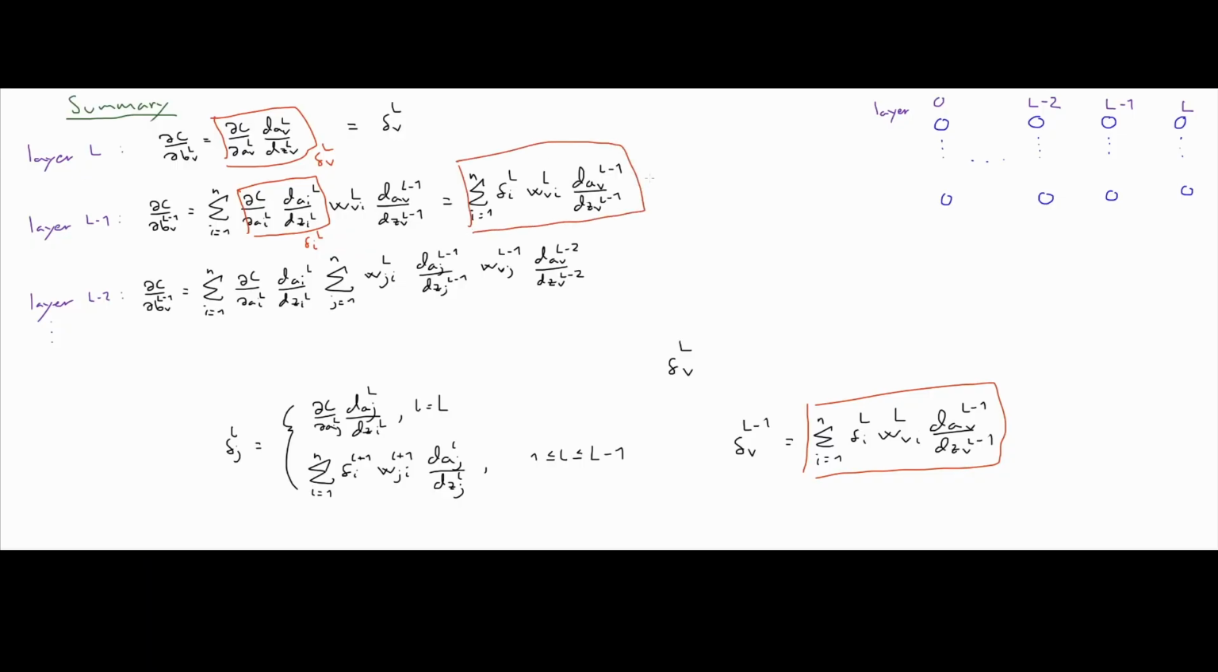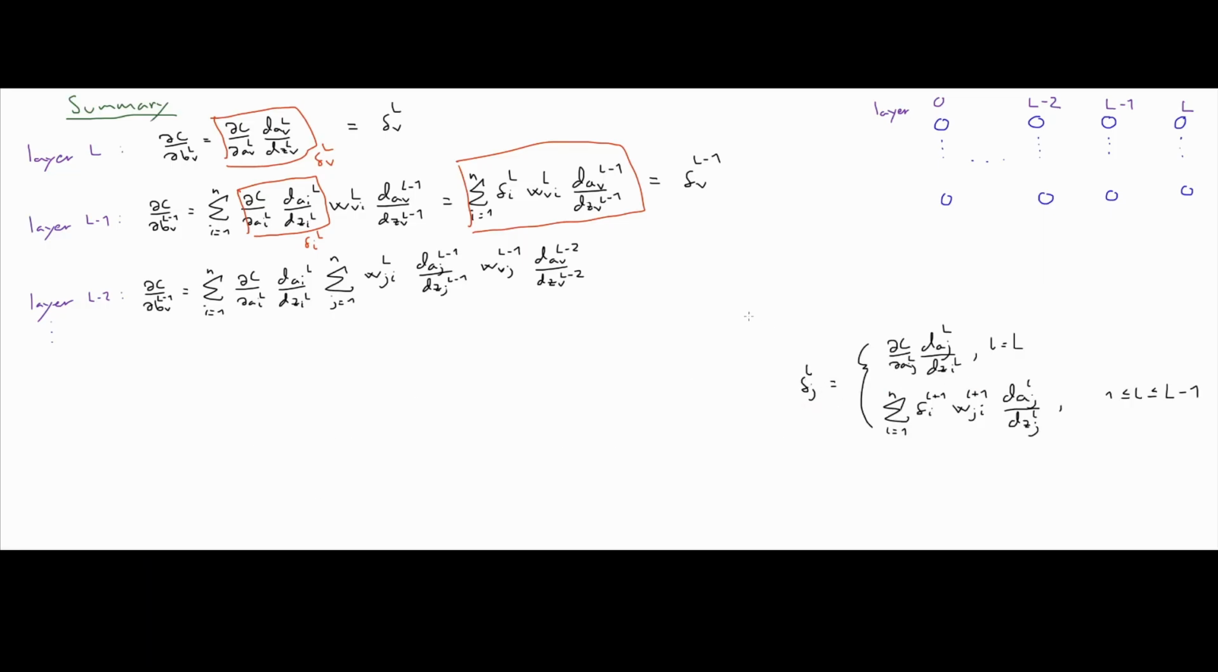Which means the partial derivative of the cost function with respect to a bias term in layer L minus 1 is given by delta V L minus 1. And just to reaffirm this pattern, we can do the same thing for layer L minus 2. So I'll just keep the delta formula on the side as an aid.